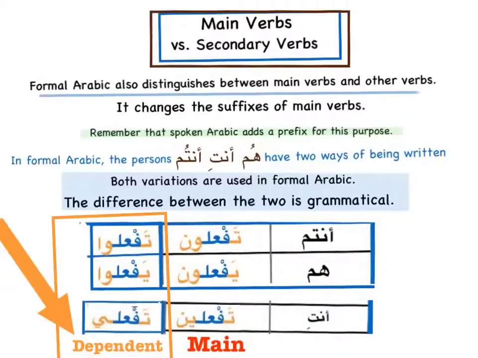As for تفعلوا, يفعلوا, تفعلي, these we call dependent verbs or secondary verbs because, as you can see, the noon at the end of the verb is replaced with an alif, and this occurs because of the position of the verb, usually its grammatical function in the sentence. It's important to make sure that you know the meaning doesn't change if the noon is absent from the word. So whether the verb is a main verb or a secondary verb, the meaning is the same.